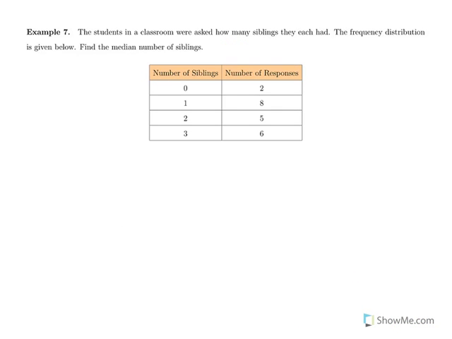All right, so here we go. The students in a classroom were asked how many siblings they each had. The frequency distribution is given below. Find the median number of siblings. So we have 2 plus 8 plus 5 plus 6. That's going to give us 21 responses.